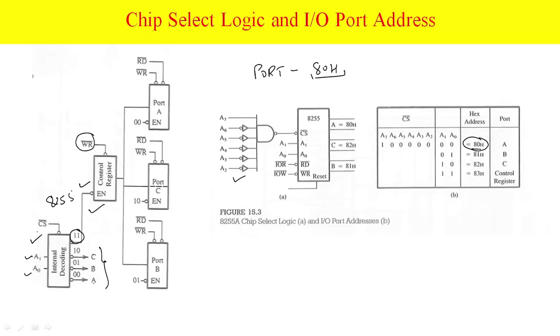So simple, use the address bus A0, A1, A2, A3, and this is 1 0 0 0 0 0, and to select port A, A1 and A0 should be 0 0. If this is 1 0, that means you are selecting port B, so the address is 81. So by changing only A1 and A0, you can change the port selection.